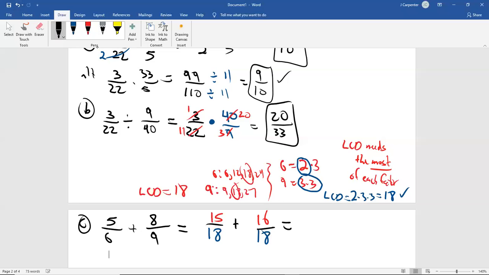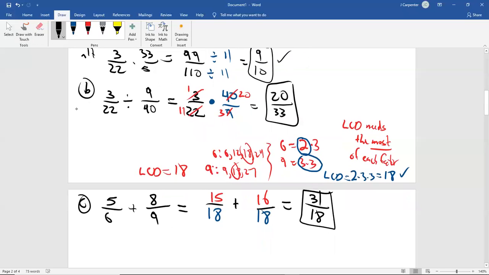Now that the denominators match, we just combine the tops. 15 plus 16 is 31. You do not add the bottoms. 18, it stays 18. Yes, you could convert that to a mixed number. I don't care what it is. This is generally the way we like our fractions as answers.